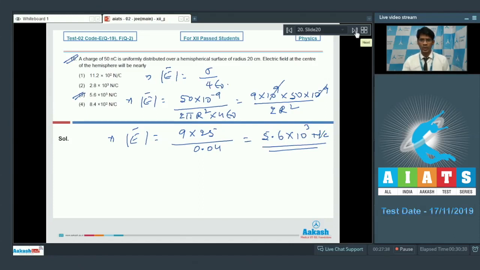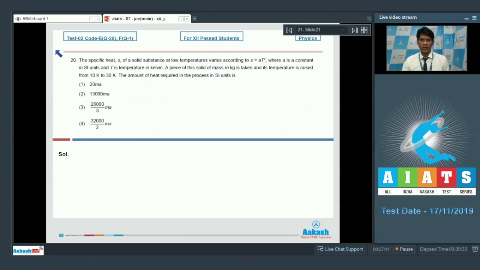Now let's proceed to question number 20. In question number 20, the specific heat S of a solid substance at low temperature varies according to S equal to A T square, where A is a constant in SI unit and T is temperature in Kelvin. A piece of this solid of mass m kg is taken and its temperature is raised from 10 Kelvin to 30 Kelvin. The amount of heat required in this process in SI unit is. The small amount of heat required for a change in temperature dT will be m times specific heat into dT, specific heat being how much? A T square into dT. Just integrate this portion, we shall have the complete answer.